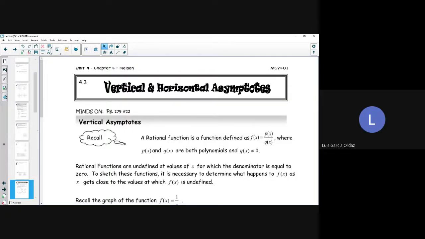So today we're going to be talking about two lessons, like I said, vertical and horizontal asymptotes. And we're also going to be talking about concavity, which is where the graph bends, and terminals.